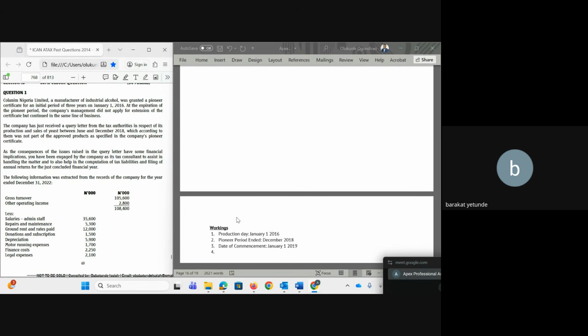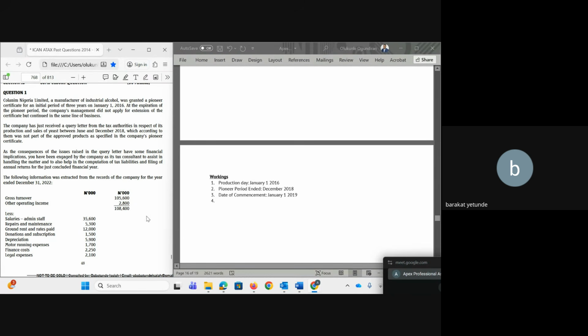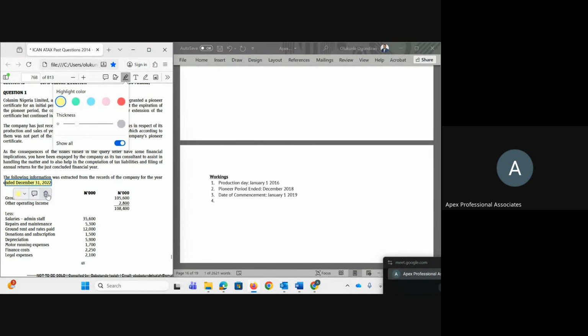The following information was extracted from the records of the company for the year ended December 31st, 2022. So you have 2019 here. Remember that you have 2019 and they give a statement for 2022. So the examiner has already told you that you start from 2019 and end in 2022. That's what it means.